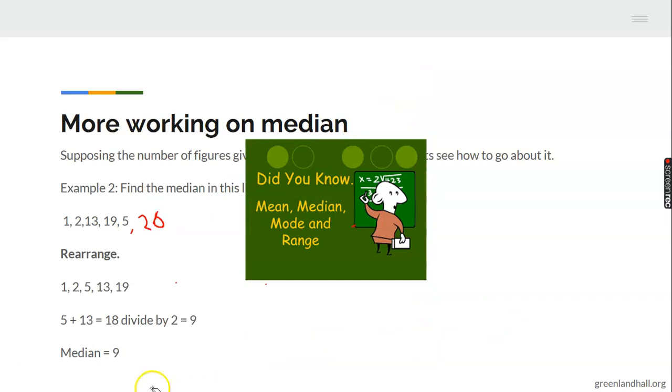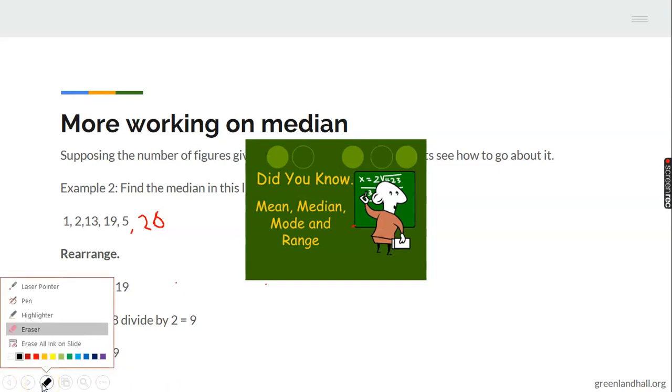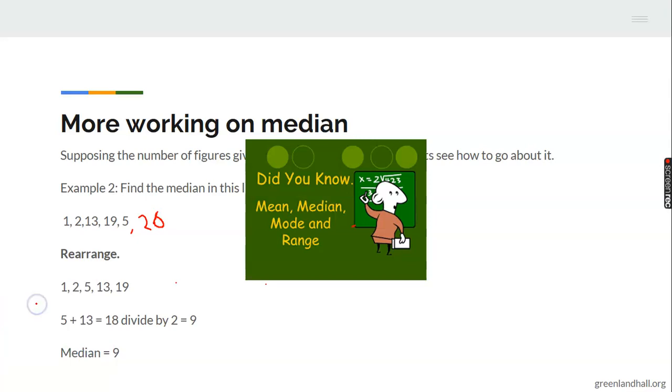Okay. Now we want to do more working on median, and we want to see how we can get the median of an even number. If we have some set of numbers that are not odd but even, how do we get it? Now we have an example here: 1, 2, 13, 19, 5, and 20. Can we read together? How many figures are there? 1, 2, 3, 4, 5, 6.